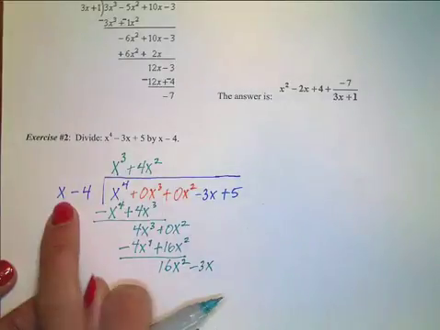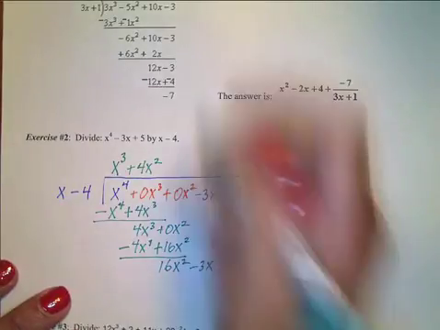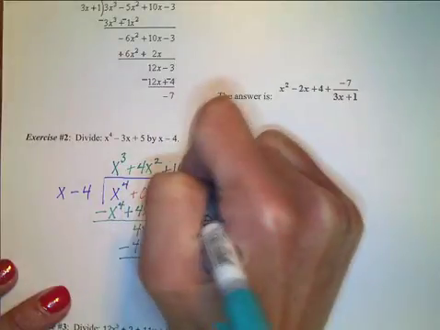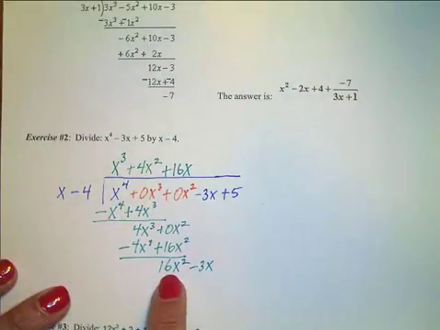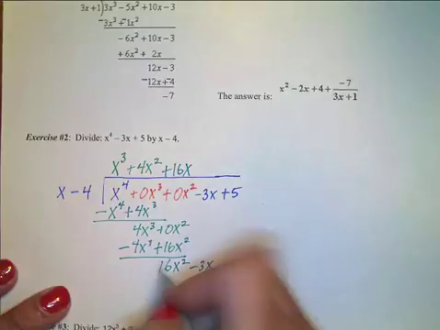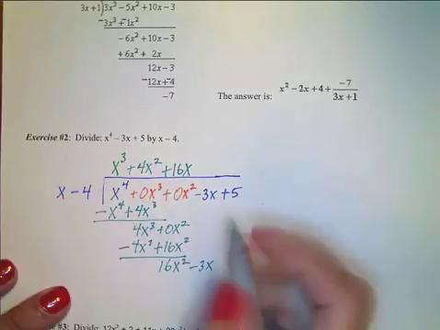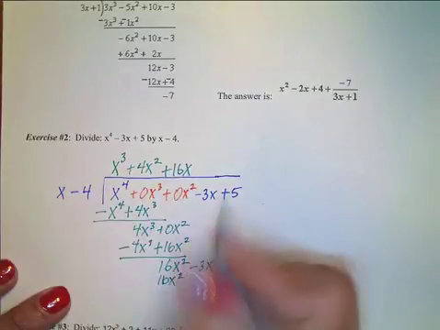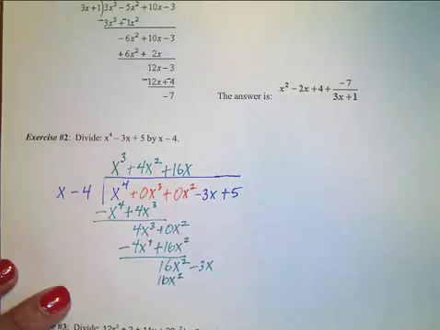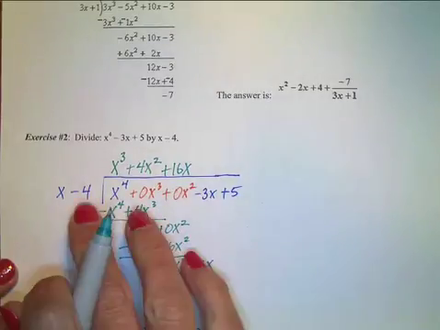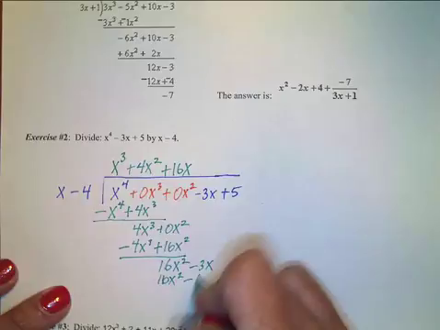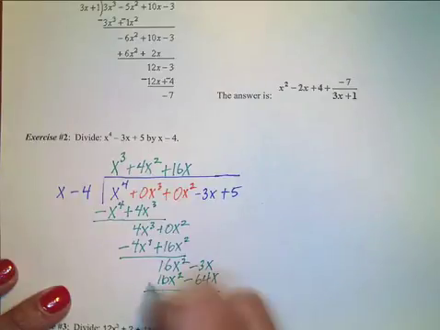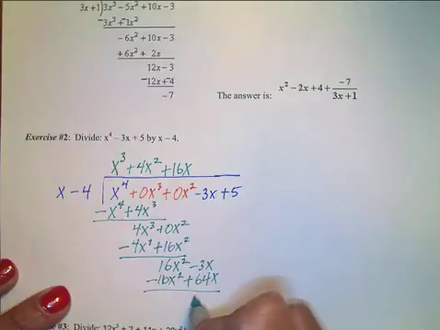So the first term into the first term is 16x, so we divide those. Now we multiply, so 16x times x is 16x squared. 16x times negative 4 is negative 64x. Draw your line, switch your signs. Those cancel and give me 0, so now I have 61x.